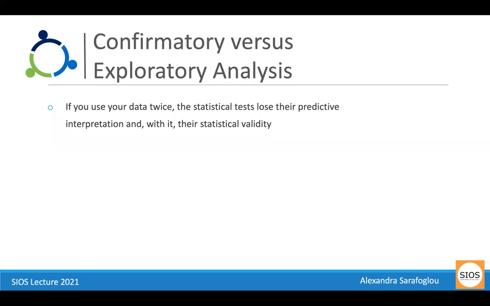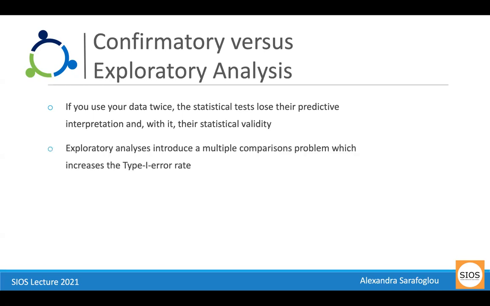So what is the bottom line up till here? Basically, if you use your data twice, then all these statistical tests that you're doing lose their predictive interpretation, because you're not testing any predictions anymore. You're just testing what you already saw. And with it, they also lose their statistical validity. And these exploratory analyses that you're doing, basically they introduce a sort of multiple comparisons problem that I will explain in a minute, which increases the type 1 error rate.